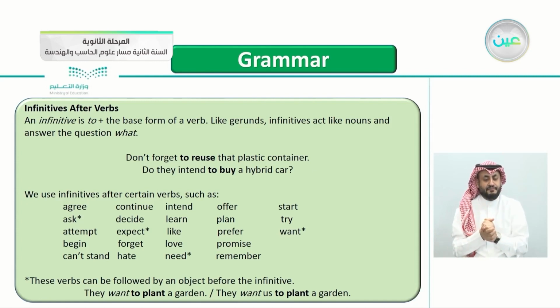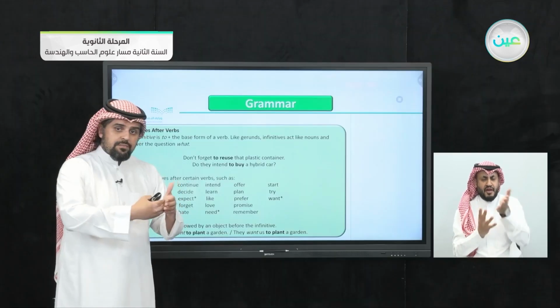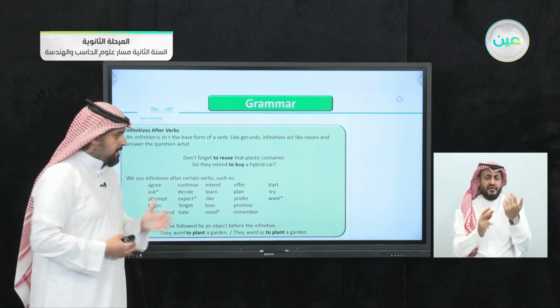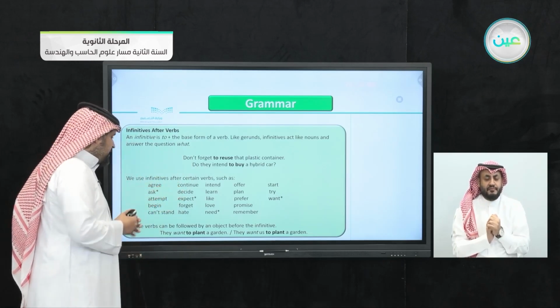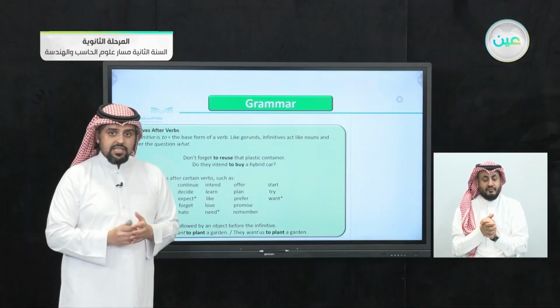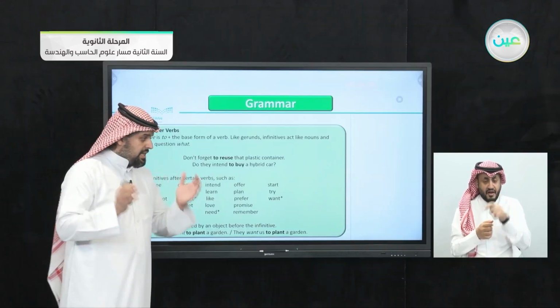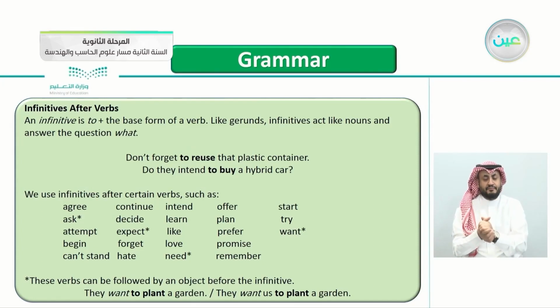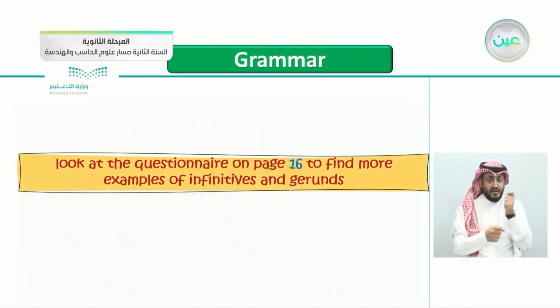Again, these verbs can be followed by an object before the infinitive. So it's before the infinitive and after the verb. You can put the object after verbs such as ask, expect, want. When a teacher says, I expect you to succeed, you here is an object. These verbs can be followed by an object before the infinitive. They want to plant a garden. They want us to plant a garden.